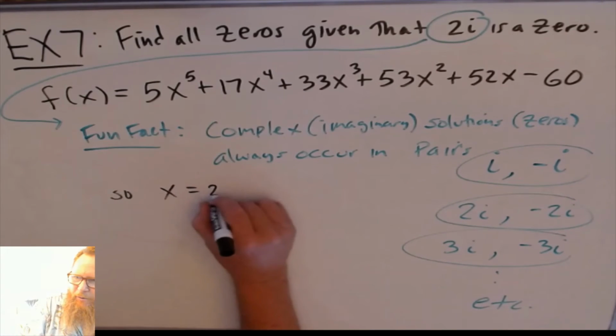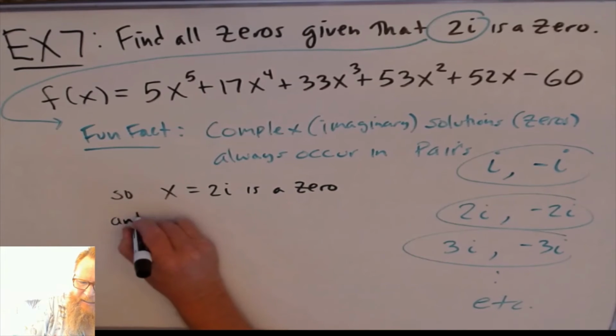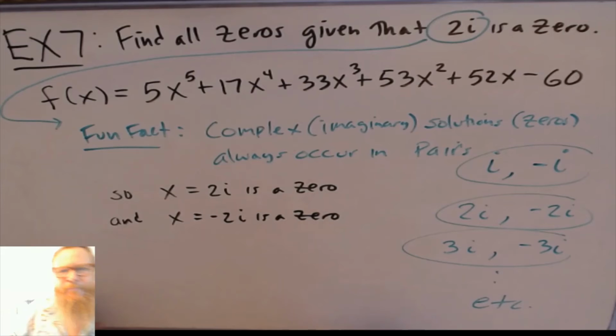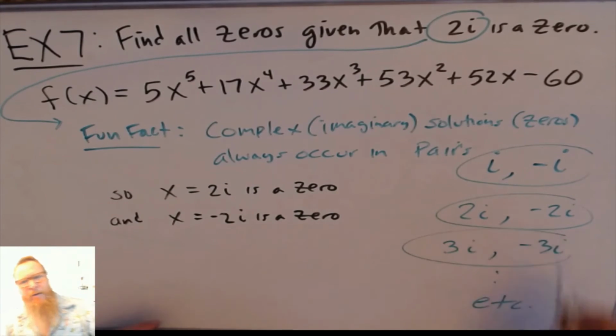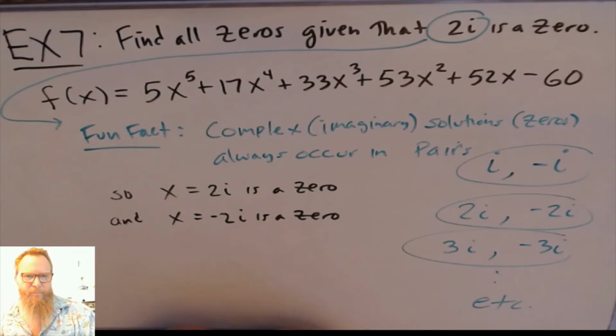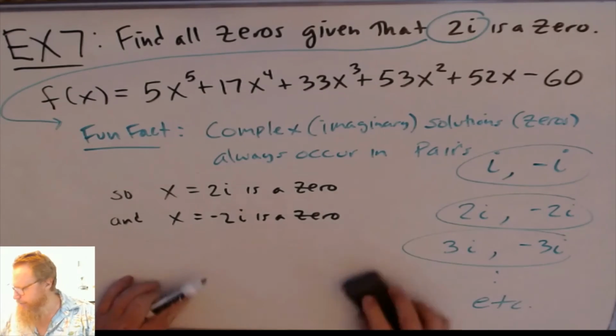So x equals 2i is a 0, and x equals negative 2i is a 0. I've got my pair: peanut butter and jelly, salt and pepper, yes and no, on and off, up and down, left and right. Everything has sort of an opposite in the spectrum of complex numbers. Okay, so just use that fun fact. If I give you one, I actually have given you two.